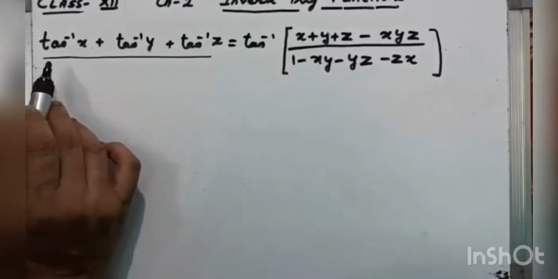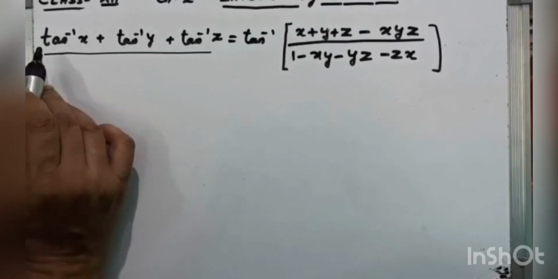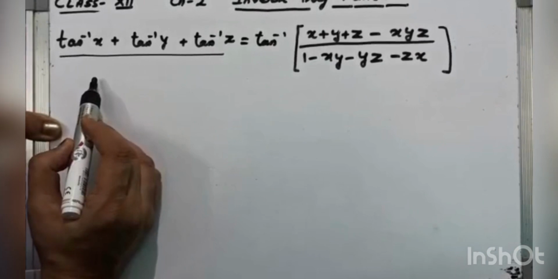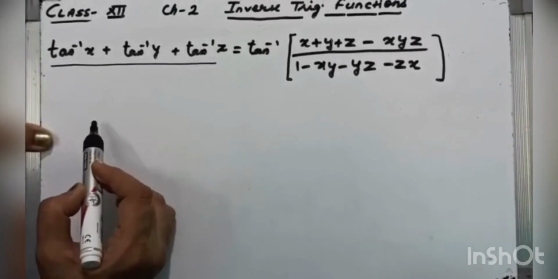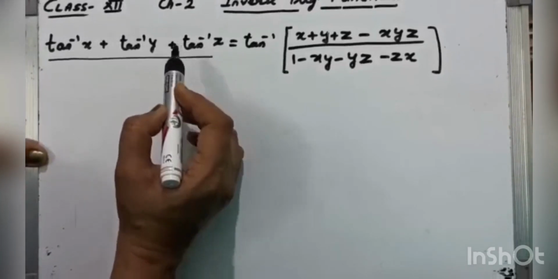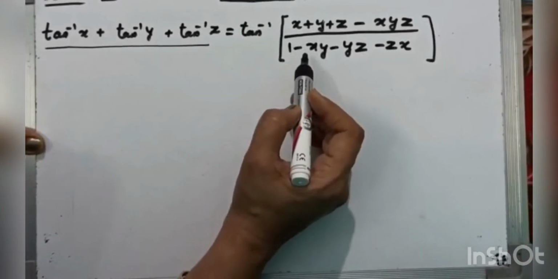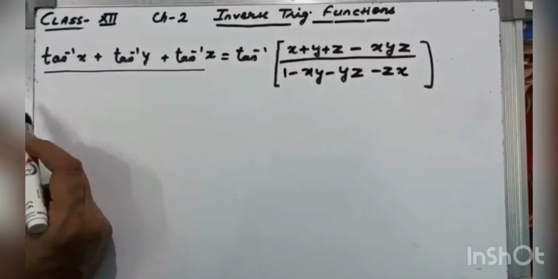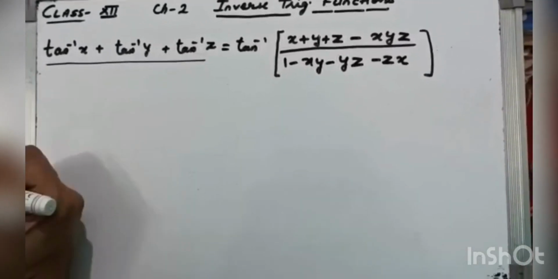Instead, you can also use the previous concept by applying the formula on the first two terms. You get the answer in terms of tan inverse, and again you can apply the formula with that answer and the third term. But instead of that process, you can easily apply this single formula. So when there are three terms together, you can directly apply this result.